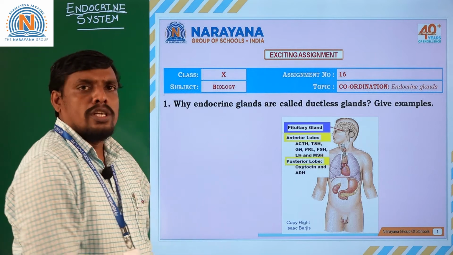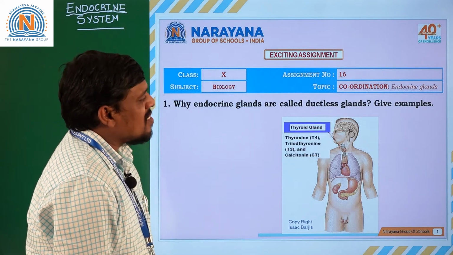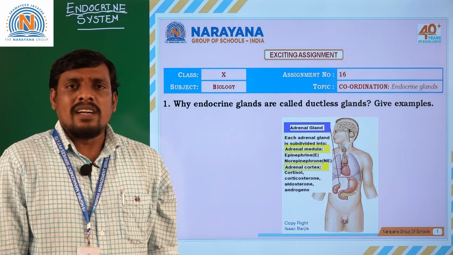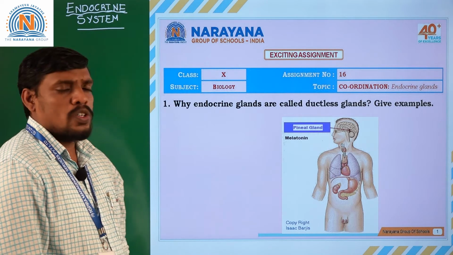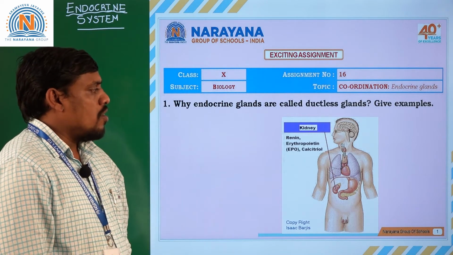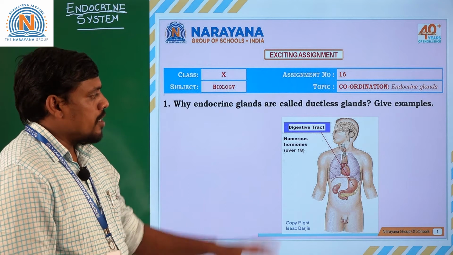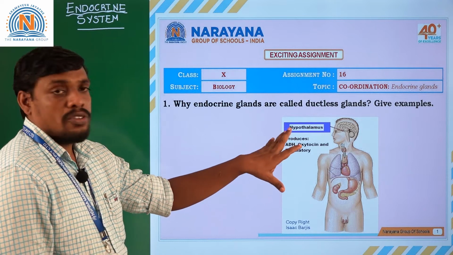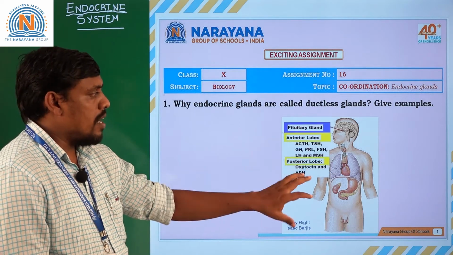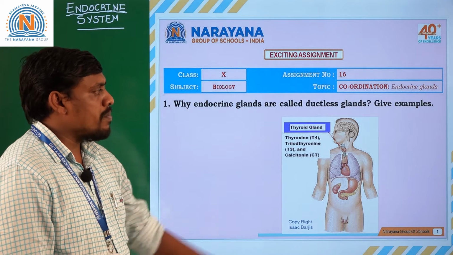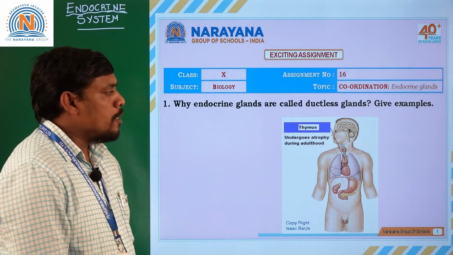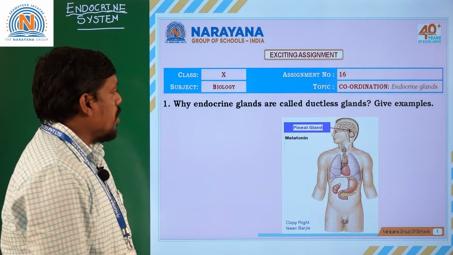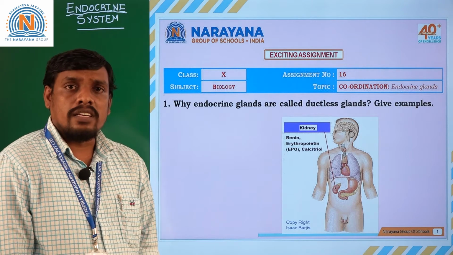Students, the first question is, why are endocrine glands called ductless glands? Give some examples. For your better understanding, I have placed a diagram on the question. Let us look at that diagram. Here you can see various types of endocrine glands that are present in our body, right from the brain up to the testes.